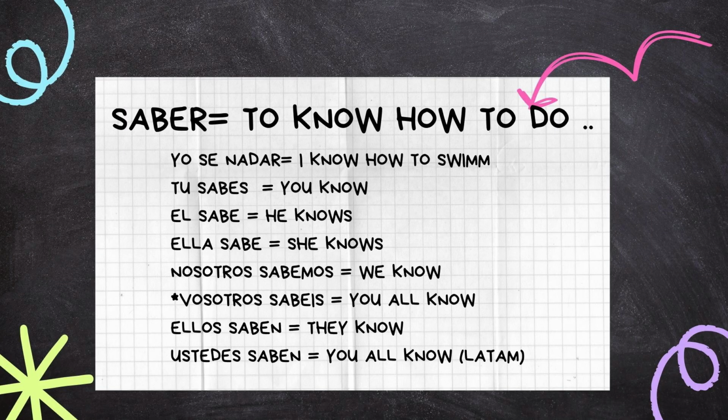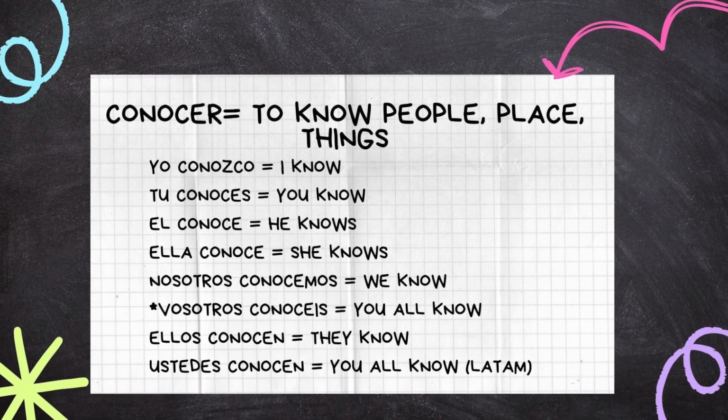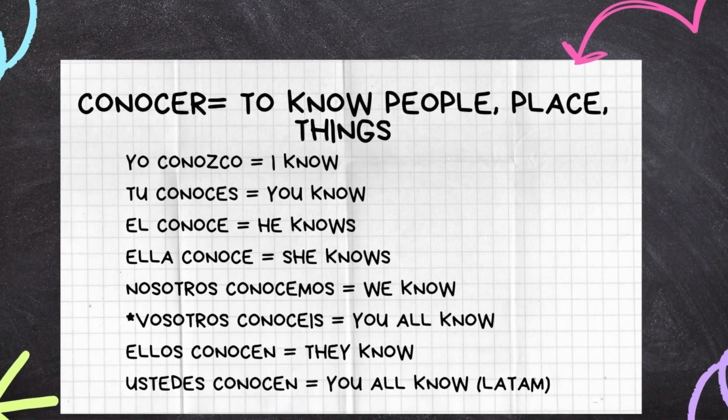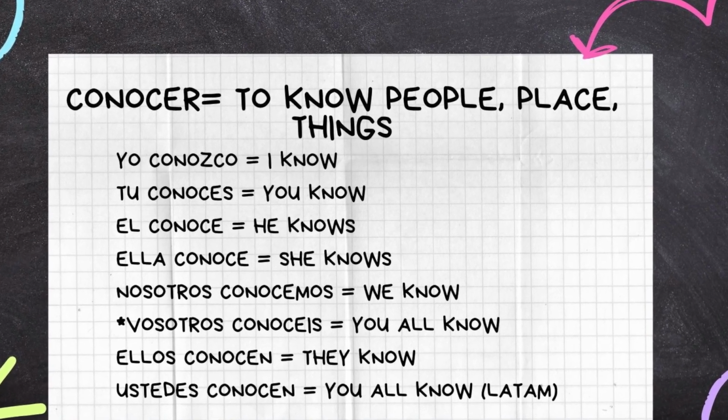The conjugation is yo sé, tú sabes, él sabe, nosotros sabemos, vosotros sabéis, ellos saben, ustedes saben. And yo conozco, tú conoces, él conoce, nosotros conocemos, vosotros conocéis, ellos conocen. The past. The past for the verbs of I want it all.